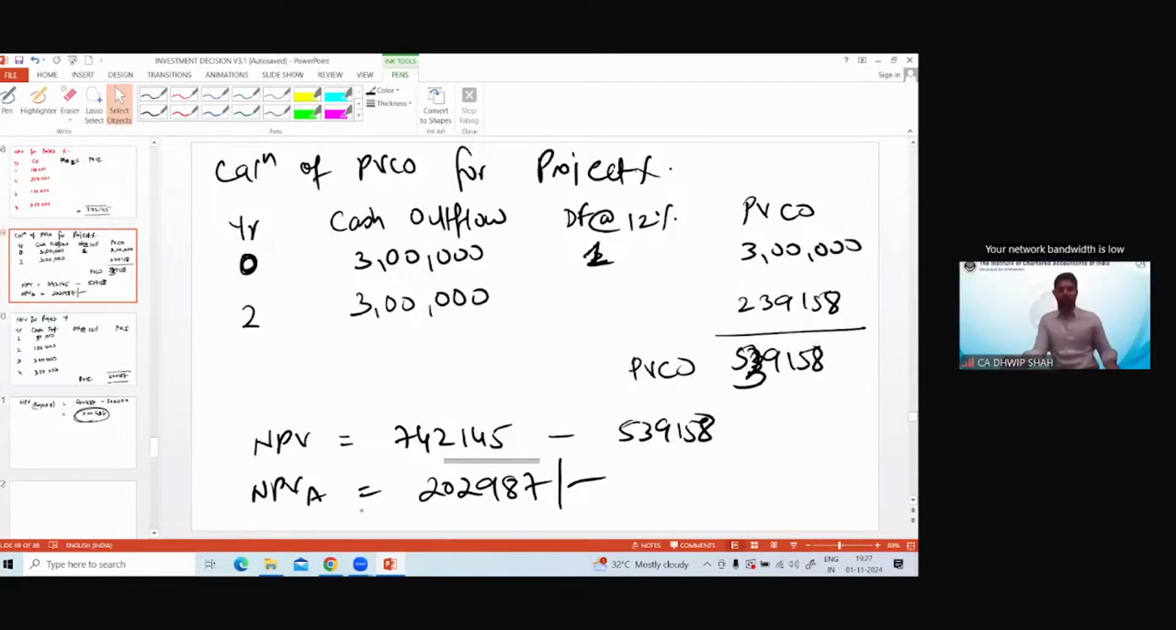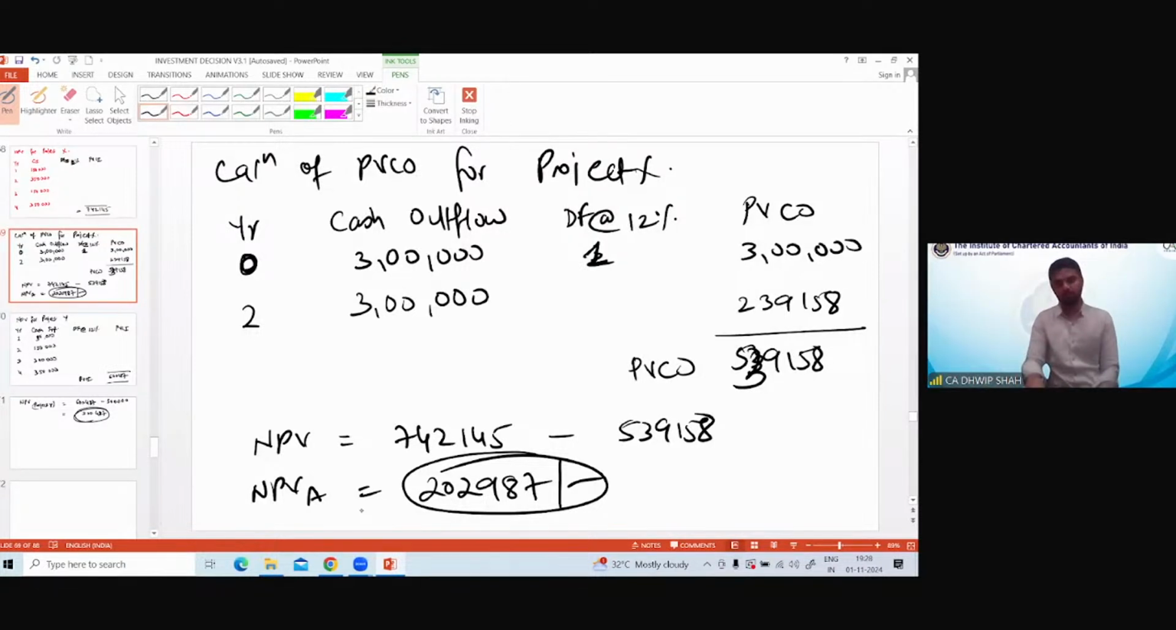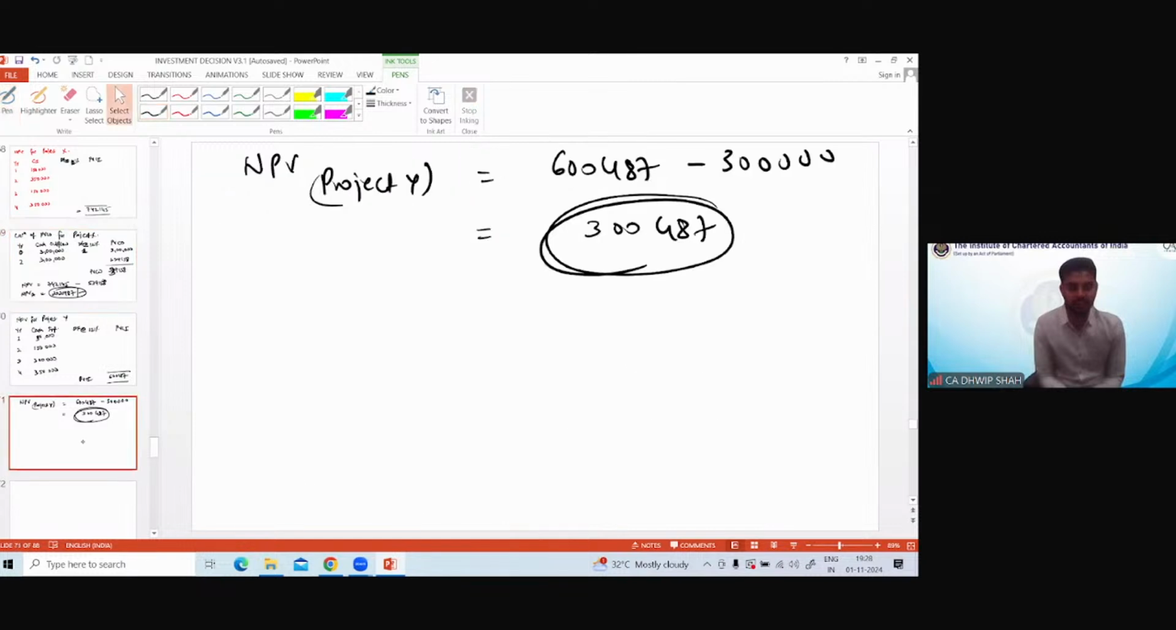Are you getting this? First, when there is unequal life, you first need to bring the life at parity. Why bring the life to parity? To make it comparable. Are you getting this? So when the life of the projects are unequal, you need to bring life at parity by using replacement chain method.